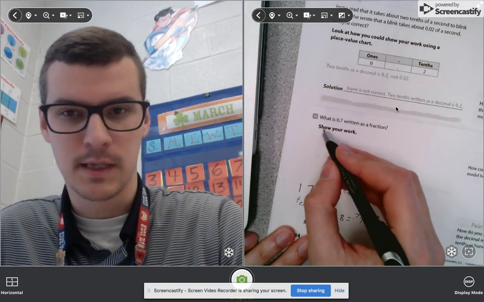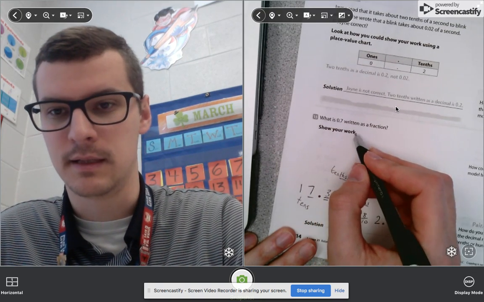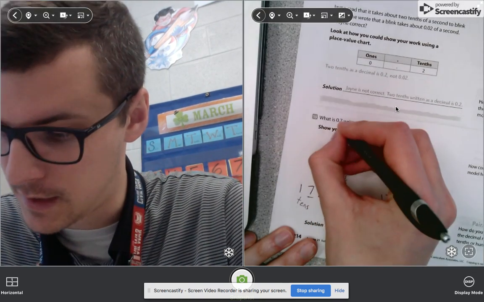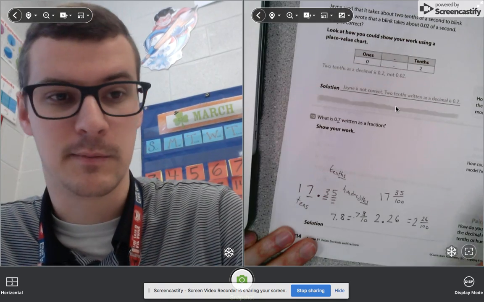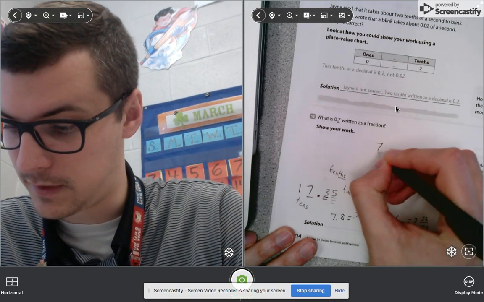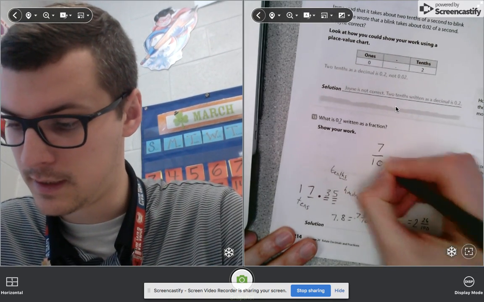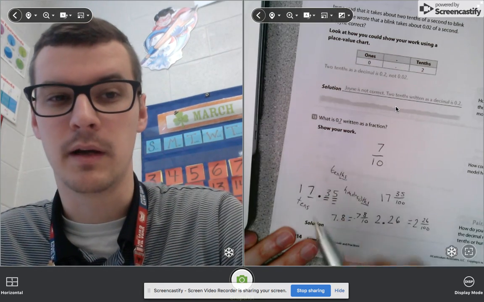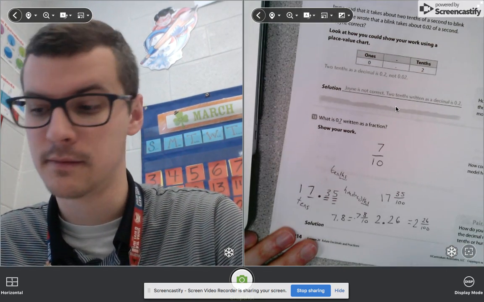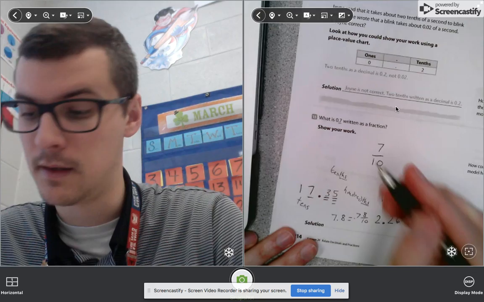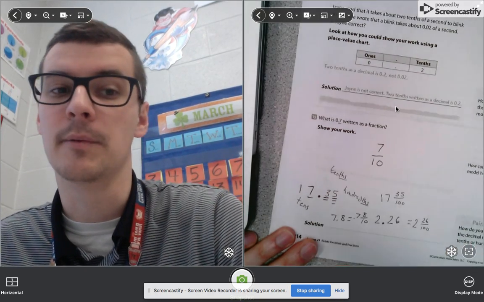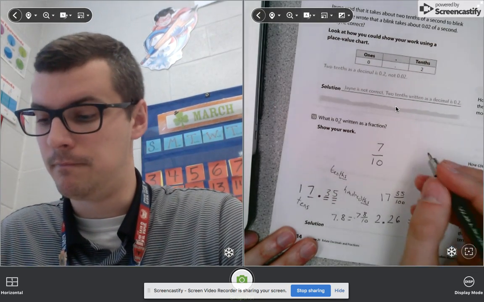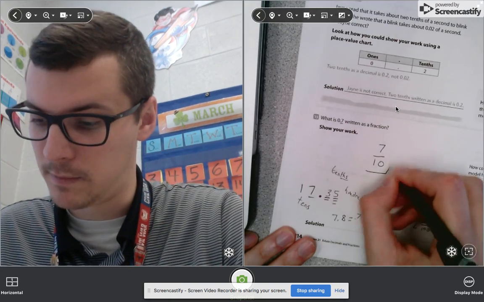So let's look at this. What is 7 tenths written as a fraction? I know that this 7 is in the tenths place, so that means it's going to be 7 over 10. So it's all about knowing one spot is tenths, it's like our dimes. The second spot is hundredths, it's like our pennies. So 7 over 10 would be my answer there.